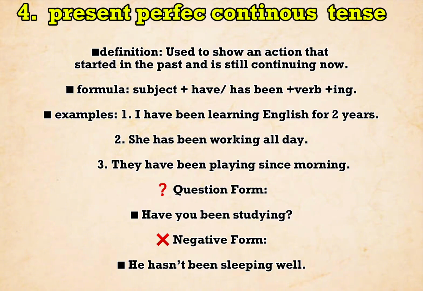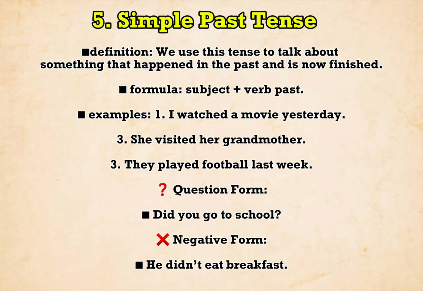3. They have been playing since morning. Question form: Have you been studying? Negative form: He hasn't been sleeping well. 5. Simple past tense. Definition. We use this tense to talk about something that happened in the past and is now finished.